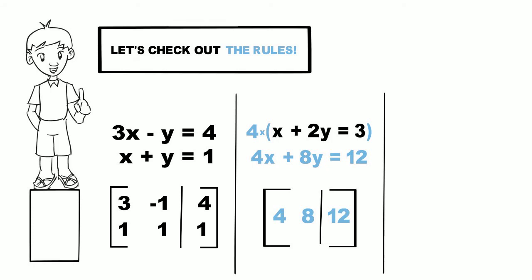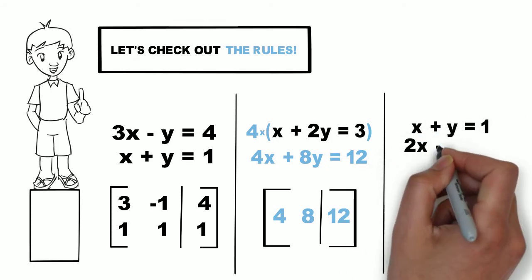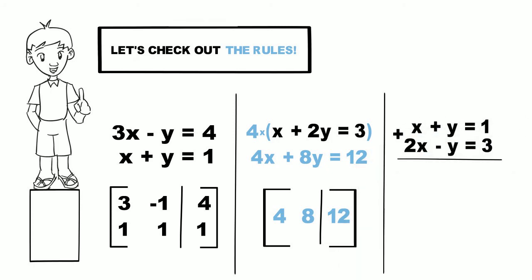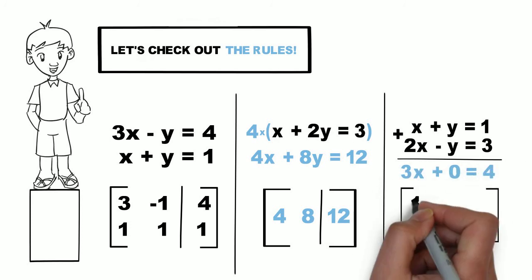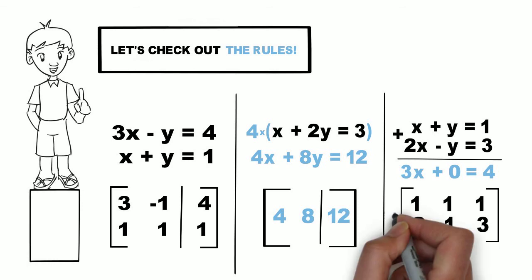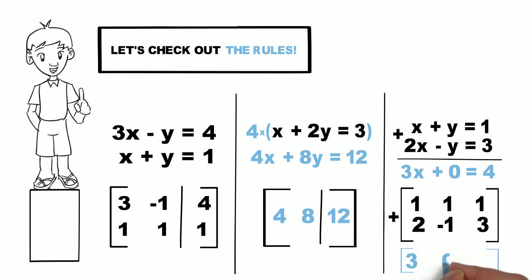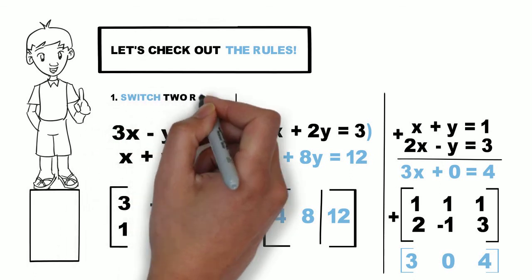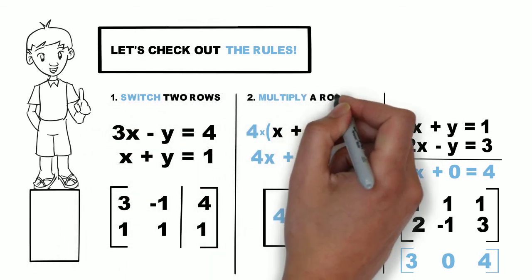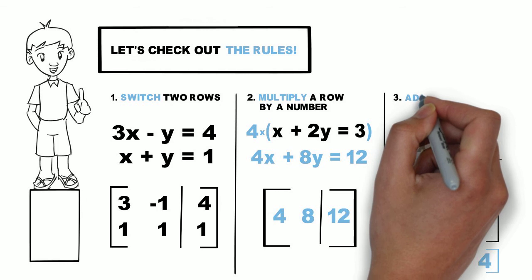And guys, last but not least, when we were solving these systems of equations back in the day, we were allowed to add or subtract two equations. And in matrix land, that's the same thing as saying that we can add or subtract two rows. So we've got three allowable operations on matrices. We can switch two rows, we can multiply a row by a number, and we can add or subtract two rows.